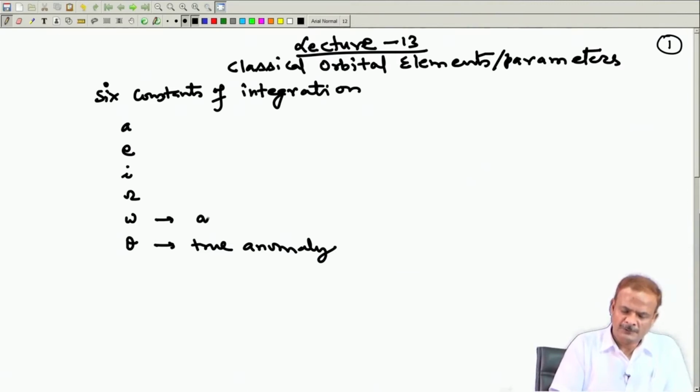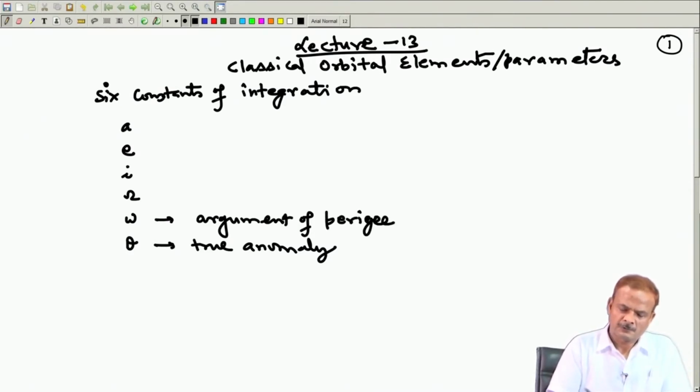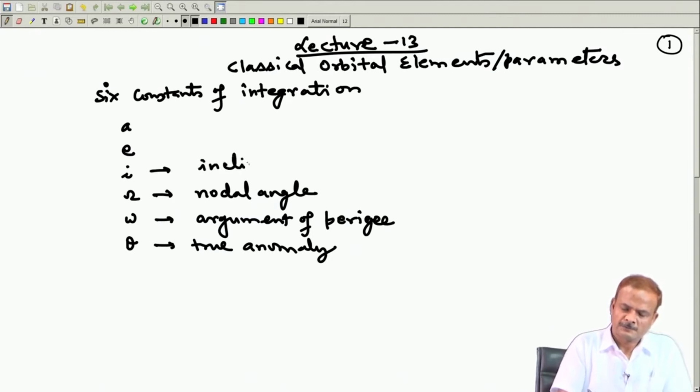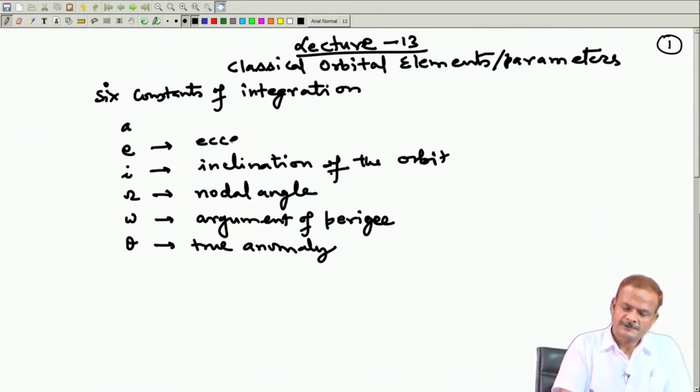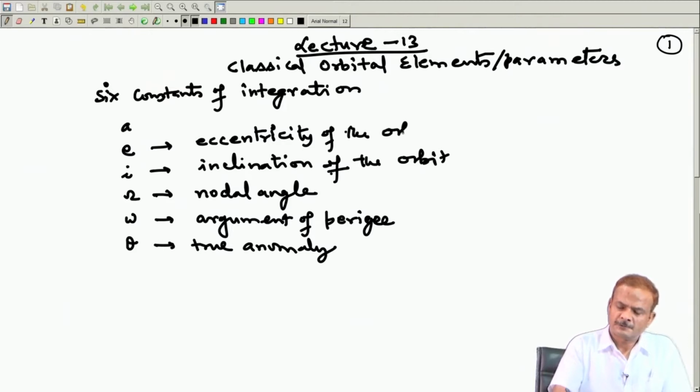Small omega is the argument of perigee, capital omega is the nodal angle, i is the inclination of the orbit, E is the eccentricity of the orbit, and A is the semi major axis.